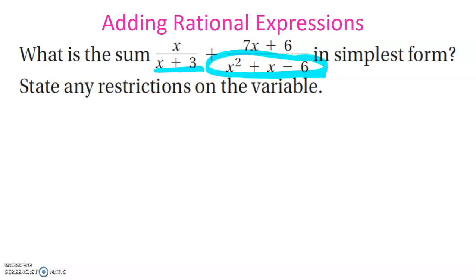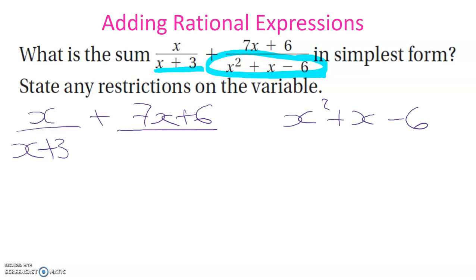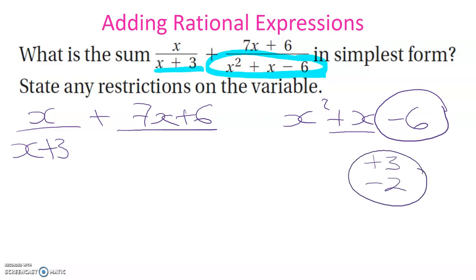denominators equal. So I'm going to use the product sum method to see what two factors of -6 will add up to +1. And the answer is going to be +3 and -2, because +3 times -2 does equal -6. And if I add them together, I do get +1. So then down the bottom, I'm going to have x plus 3, x minus 2 as my denominator.